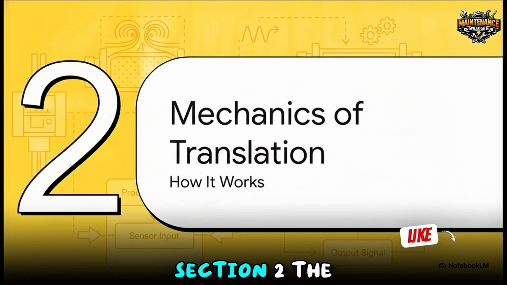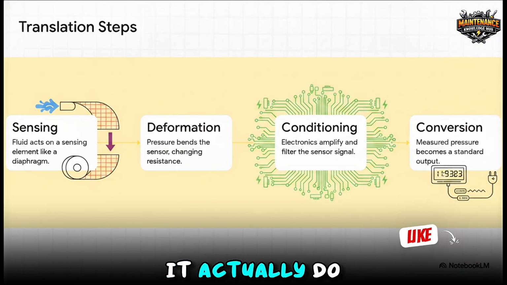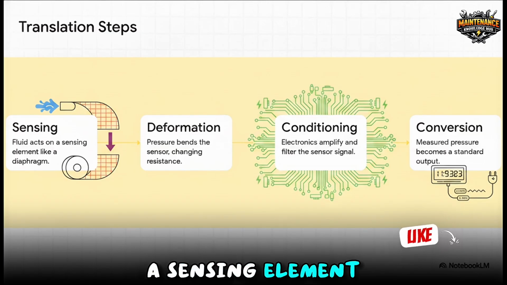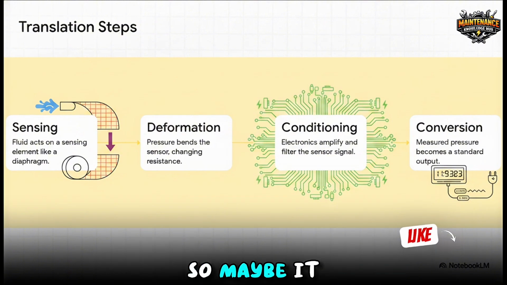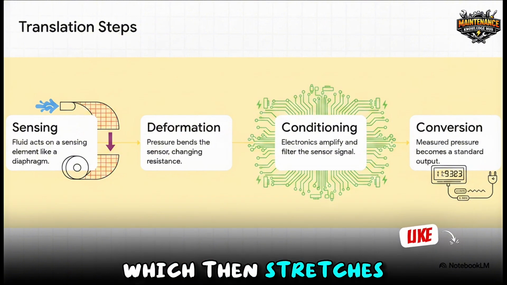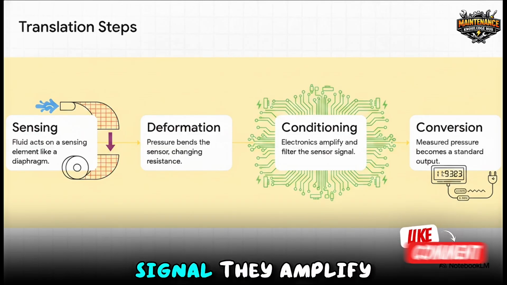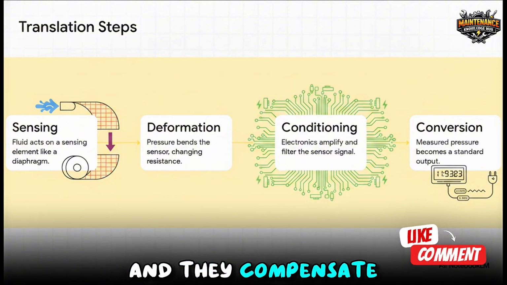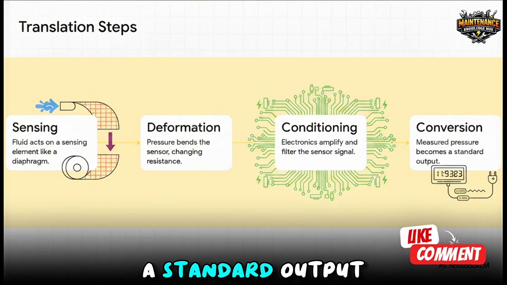Moving on to Section 2, the mechanics of translation. So how does it actually do that? Well, it takes 4 vital steps. First, the process fluid enters the port and hits a sensing element. Second, that applied pressure physically deforms the sensor, so maybe it bends a little diaphragm, which then stretches out a strain gauge. Third, the internal electronics take over to condition that signal. They amplify it, they filter out any messy electrical noise, and they compensate for temperature changes. And fourth, it converts all that nice, clean data into a standard output.